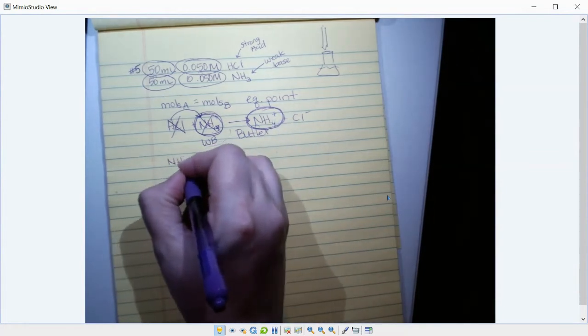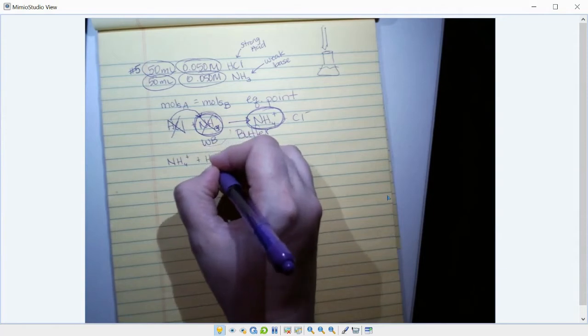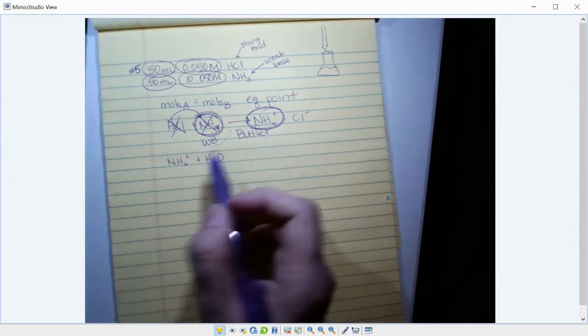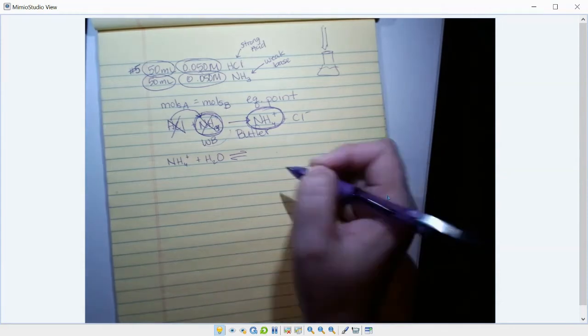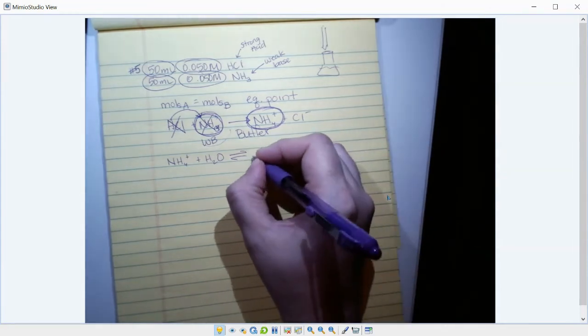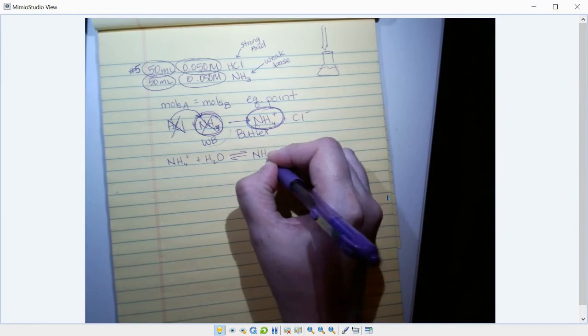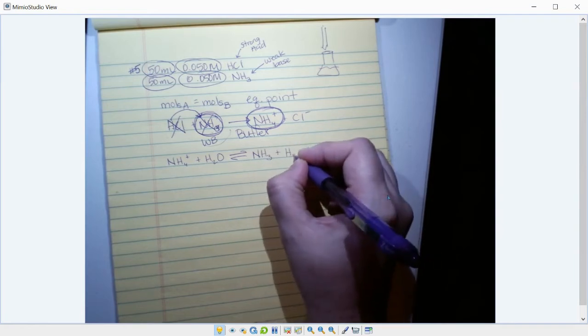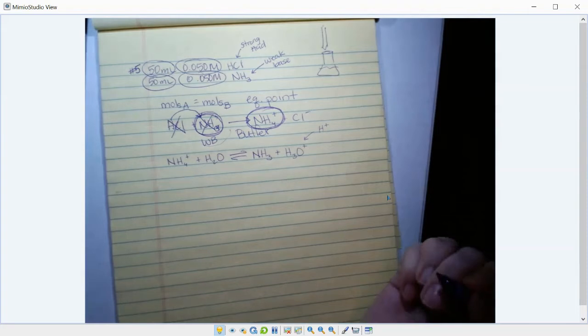And if that's the only thing that's in there, well, it's in there with some water. And what is it doing? It's a weak acid. And so if it's a weak acid, it can donate its proton back to that water to make NH3 and H3O plus, which we normally just write as H plus, but that's fine. They mean the same thing.